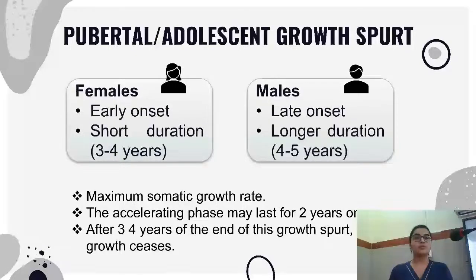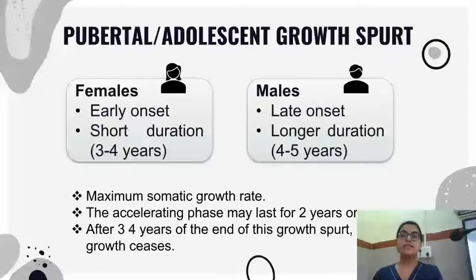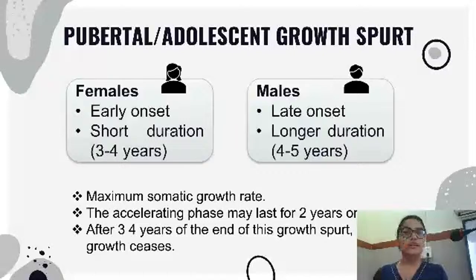In females it lasts for a short duration, that is 3 to 4 years, and in males it lasts for a longer duration, that is 4 to 5 years. Somatic growth rate is seen during this pubertal growth spurt, and the accelerating phase of growth may last for up to 2 years. And after 3 to 4 years, at the end of this growth spurt, active growth ceases.